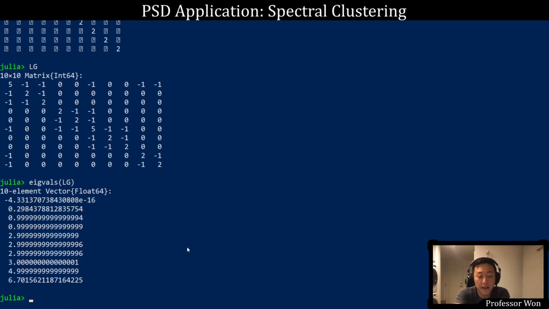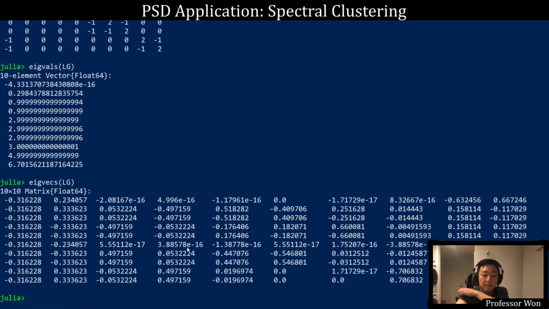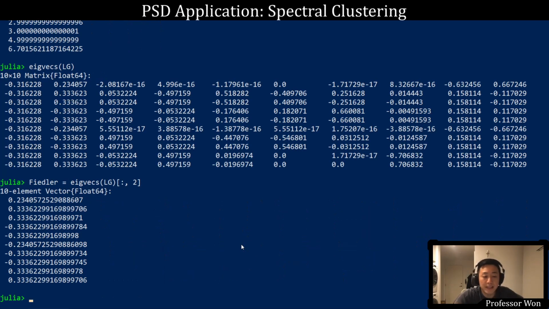Okay, how do I find my Fiedler vector? My Fiedler vector will be the eigenvector corresponding to this second eigenvalue, so it should be this column of this matrix, right? So my Fiedler vector should be this eigenvectors matrix, where I take the second column and all of the rows, and so my Fiedler vector will be this thing.